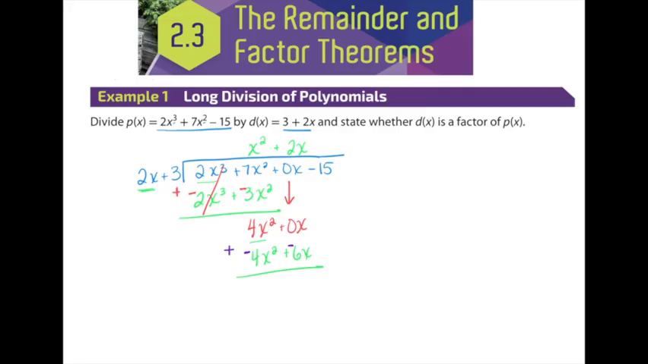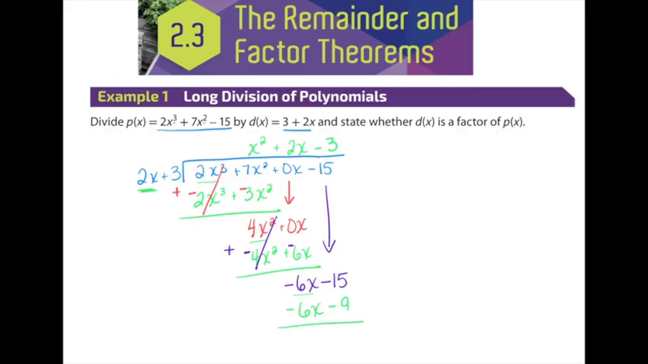You're going to say 4 and negative 4. Those cancel out. 0 and negative 6 give me negative 6x. And then I'm going to bring down the negative 15. All right. And then once again, 2x times what equals negative 6x? Well, that is going to be negative 3. And then I'm going to multiply through. Negative 3 times positive 2x gives me negative 6x. Negative 3 times positive 3 gives me negative 9.